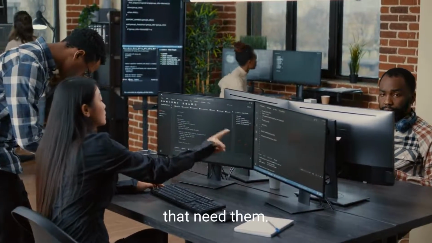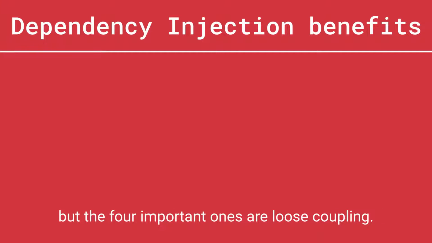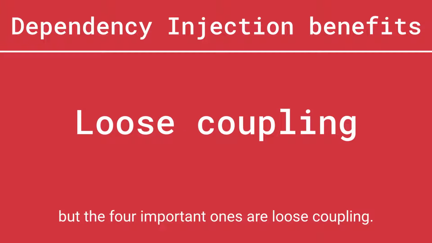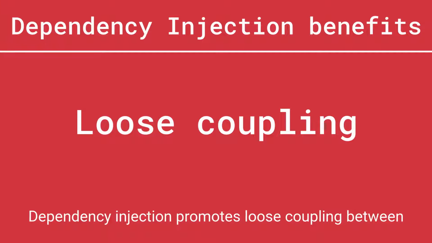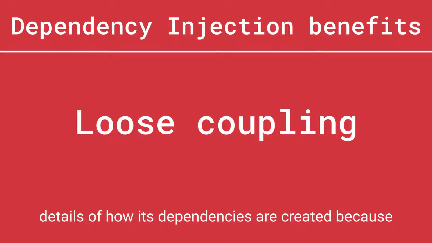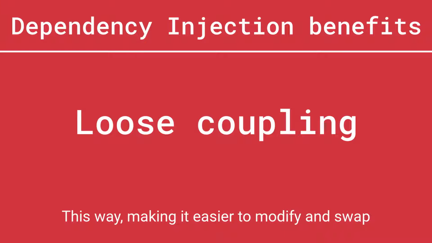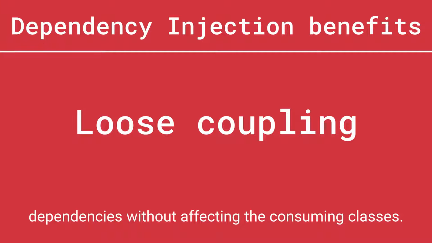Using dependency injection does have a lot of benefits, but the four important ones are, first, loose coupling. Dependency injection promotes loose coupling between classes, meaning that a class doesn't need to know the details of how its dependencies are created, because it only relies on the interface of the dependency. This way, it is easier to modify and swap dependencies without affecting the consuming classes.